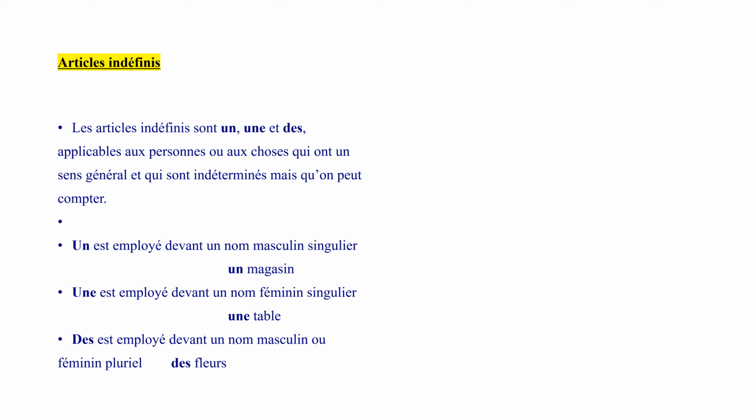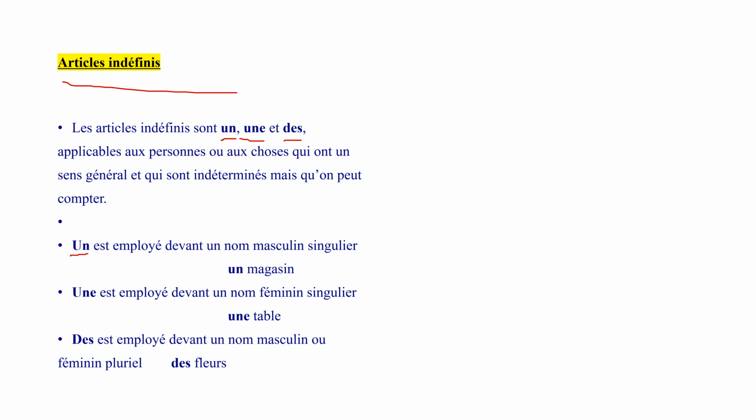Sorry about that. Moving on, now we'll look at article indéfini. If you've understood article défini, article indéfini should be easy for you. Now, we've got un, une, ou des. Okay? We've said indéfini means unspecific. So you remember it, if it starts with un, you know it's unspecific. Okay? So they are applicable to people or things in a general sense. They are indeterminate, okay? But they are articles that we can count on.